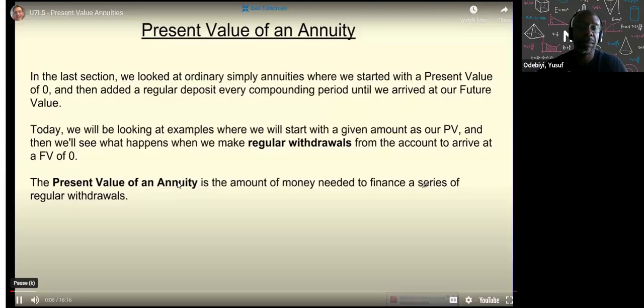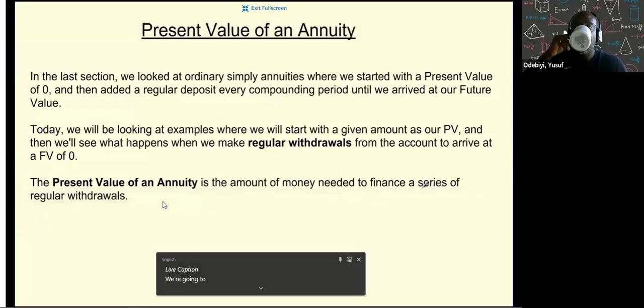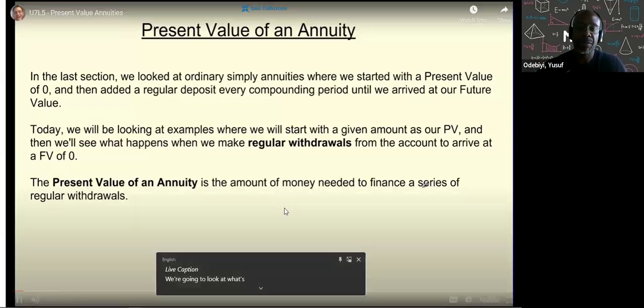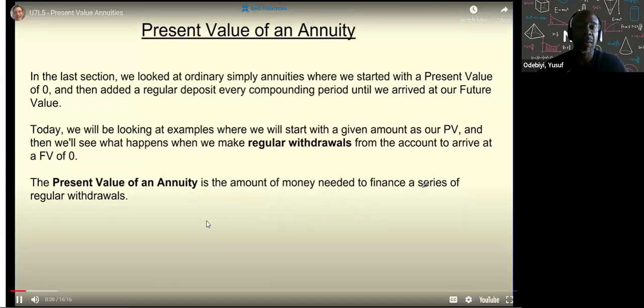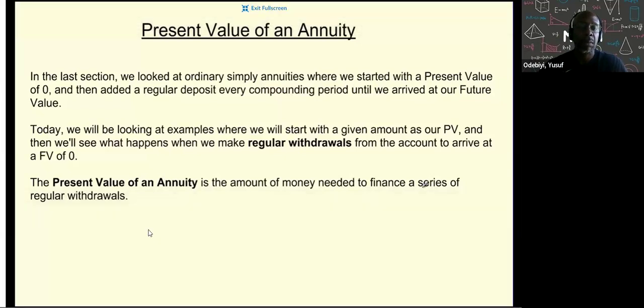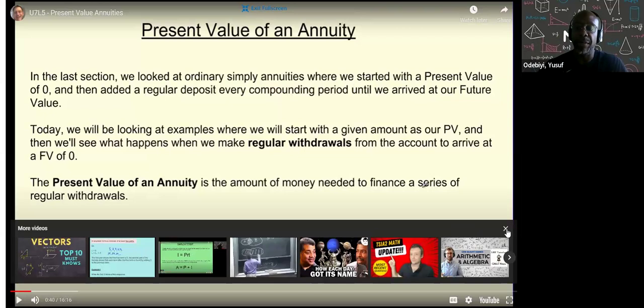We've now come to the very last lesson in our final unit of our course. And in this lesson, we're going to look at what's called the present value of a simple annuity. In the last lesson, we looked at what ordinary simple annuities were, and what they are just compound interest questions where you have regular payments that you put into an account. And a simple annuity is where you start with the present value of 0, and then you add a regular deposit every compounding period.